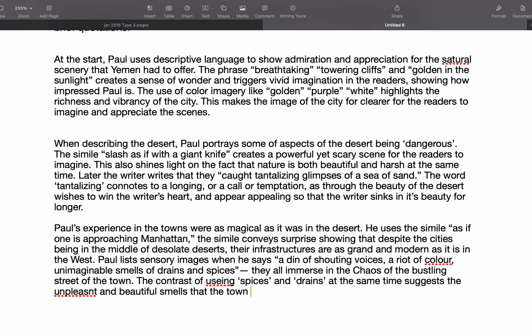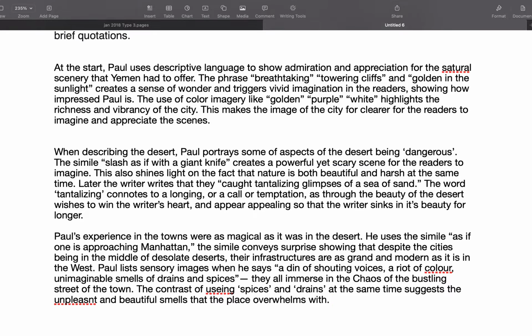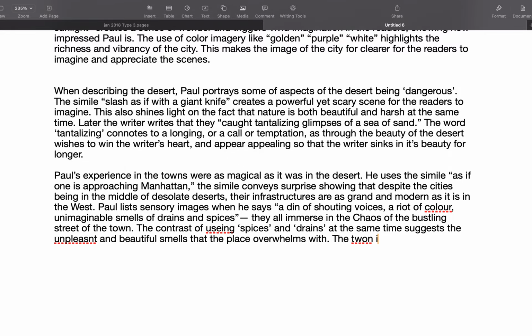I want to say that the place overwhelms, you could say that the place overwhelms with... That's not how you pronounce overwhelms. That's how you pronounce overwhelms with. Another thing you can say as a final note is that the town is unique because of its diversity.